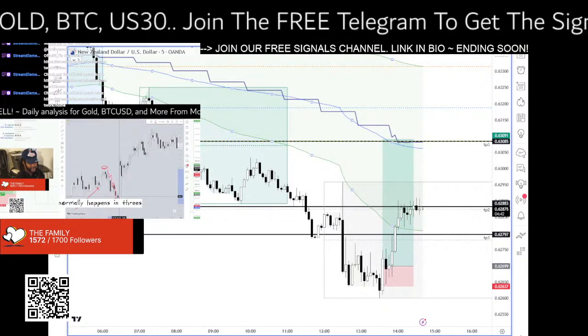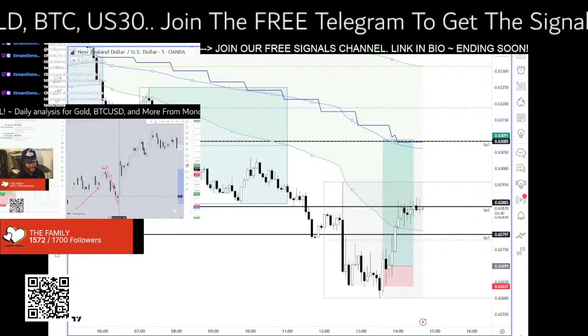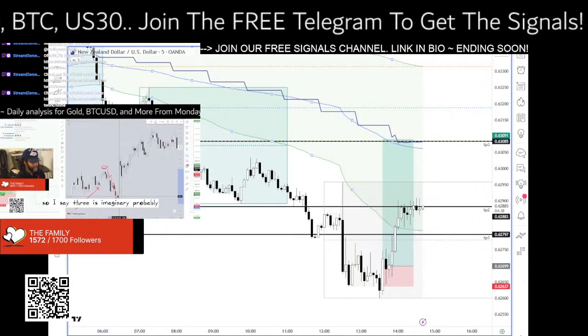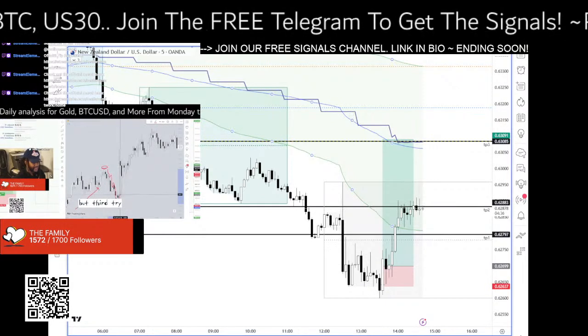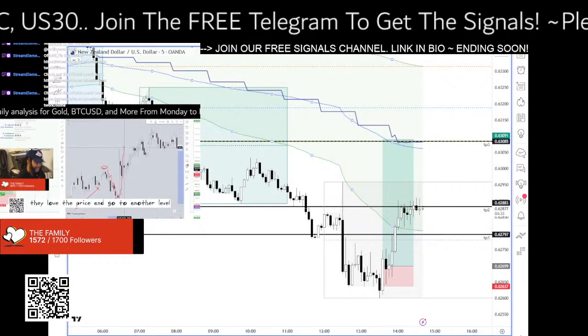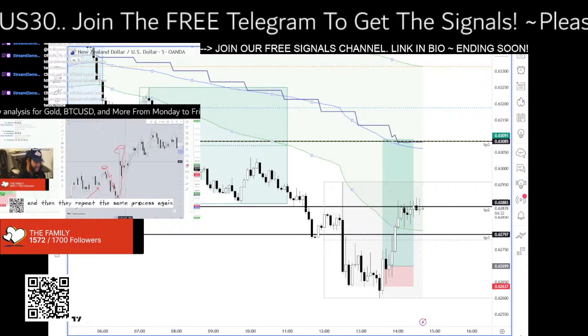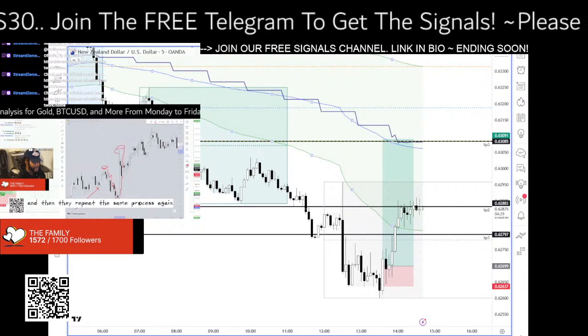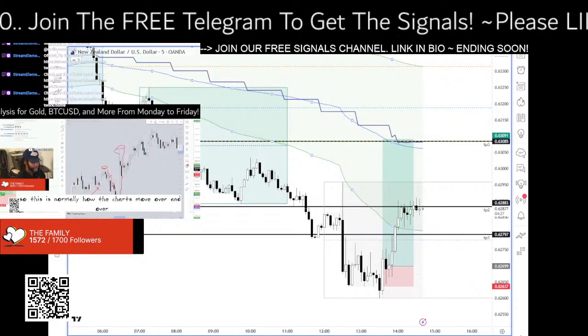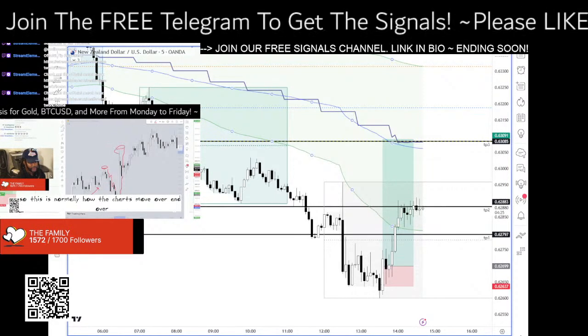It only happens in threes. I don't know why, but that's what they say. Three is a magic number, probably. But the third try, they buy it, and they love it. They love the price. It goes to another level, and then they repeat the same process again. So this is normally how the charts move over and over.